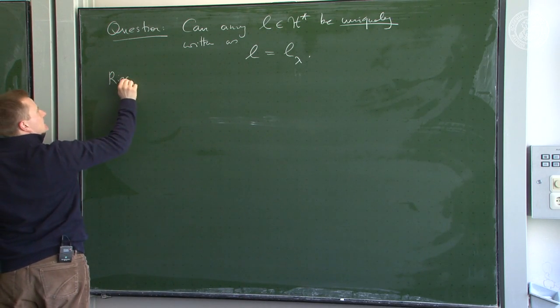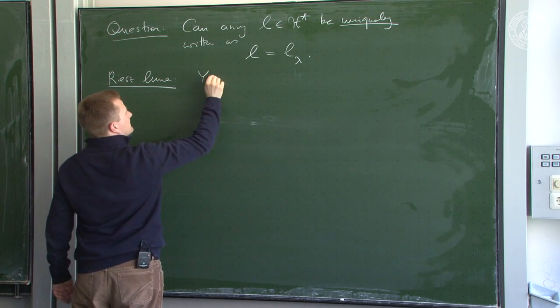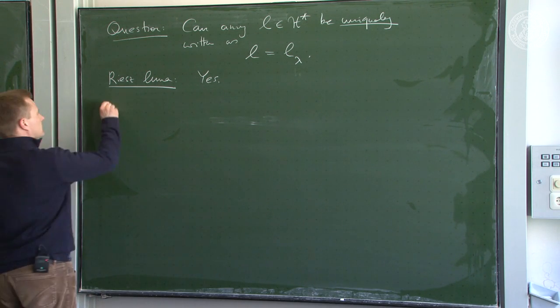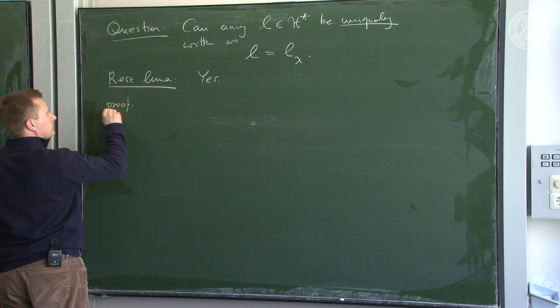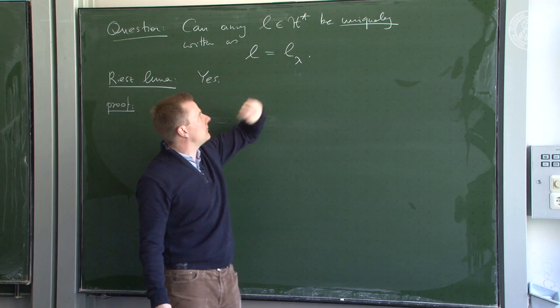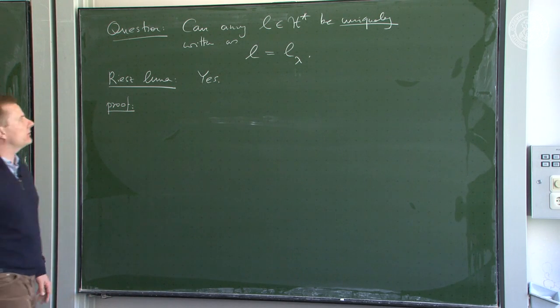And there we have the Riesz lemma, a very short lemma. It says yes. That can be done. And to the yes, there belongs a proof. So let's do this. For any bounded functional L, we have to find the lambda that does it. That's one way to show it constructively, and that's what we're going to do.